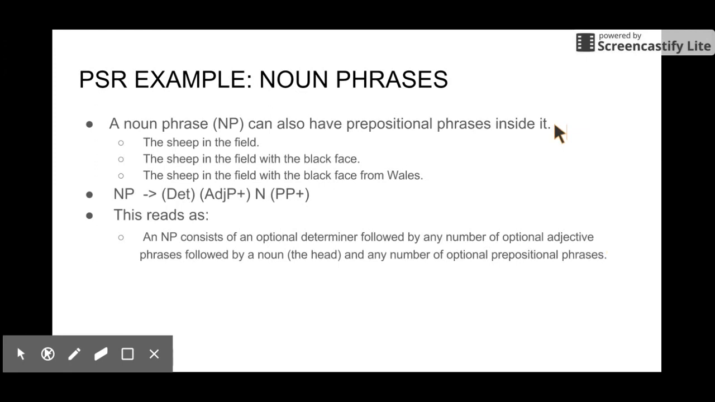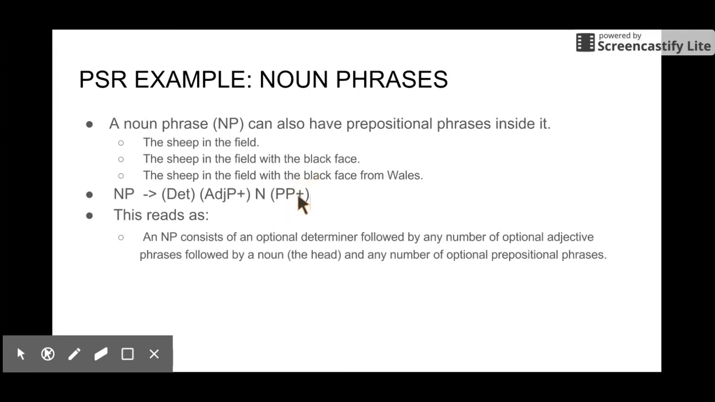A noun phrase can also have prepositional phrases inside it. For example, the sheep in the field. We have a prepositional phrase here, in the field. And we can have more than one prepositional phrase. The sheep in the field, with the black face. With the black face is another prepositional phrase. And we can have more than two actually. The sheep in the field with the black face from Wales. So we can have three prepositional phrases. Actually, we can have as many as you like.